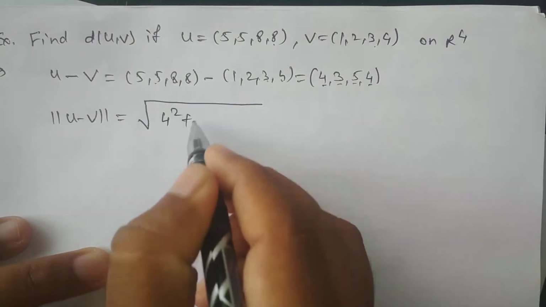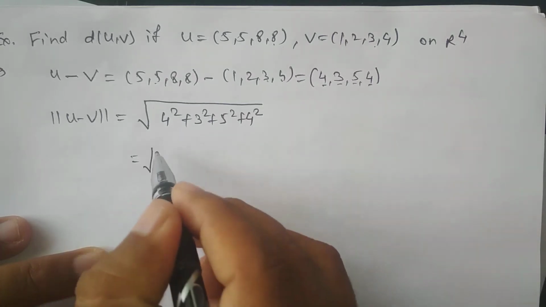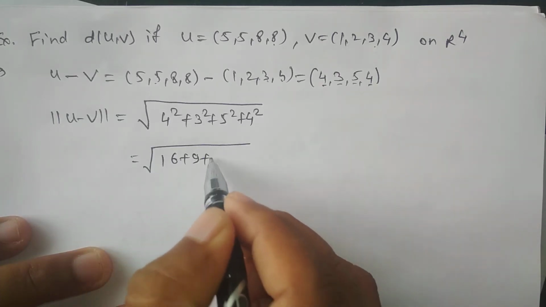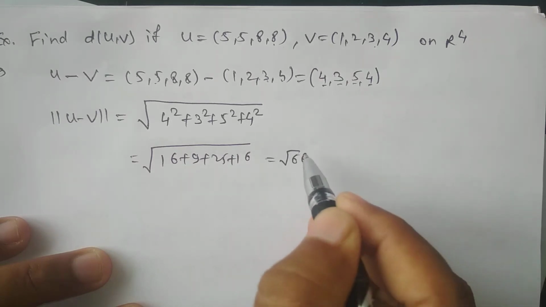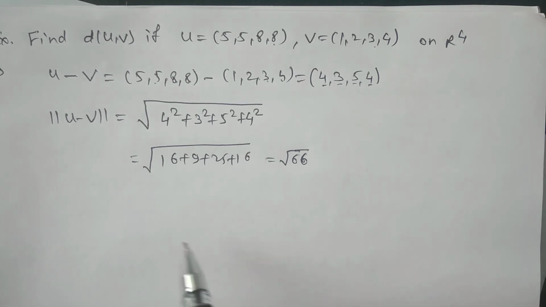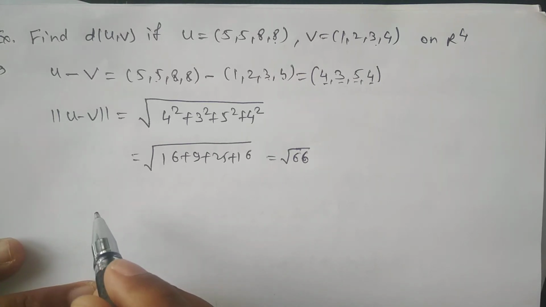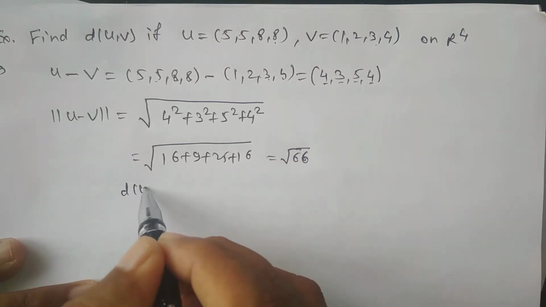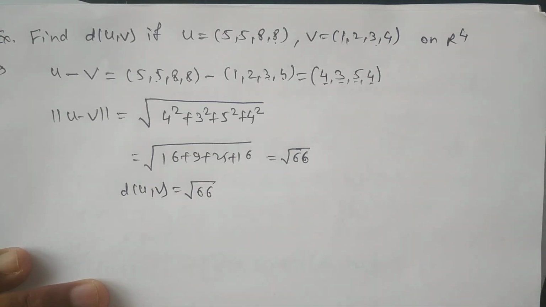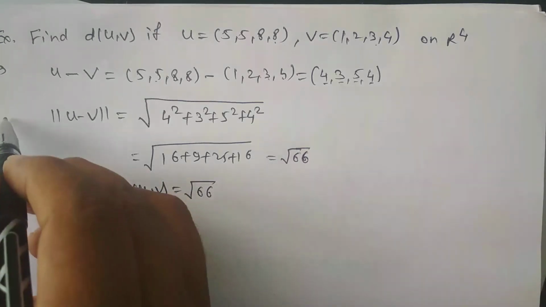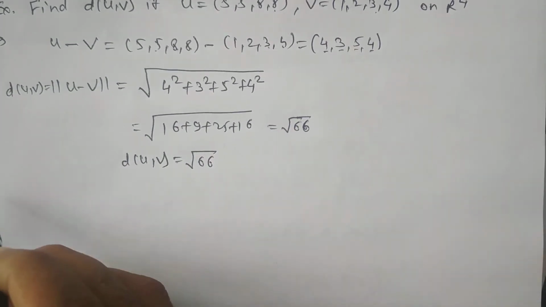So it is 4 square plus 3 square plus 5 square plus 4 square. So this is under root of 16 plus 9 plus 25 plus 16. So this is equal to under root of 66. That is our final answer. Distance between vectors u and v. Distance between u and v is equal to under root of 66. This formula is nothing but the formula of distance between u and v. Now next example.